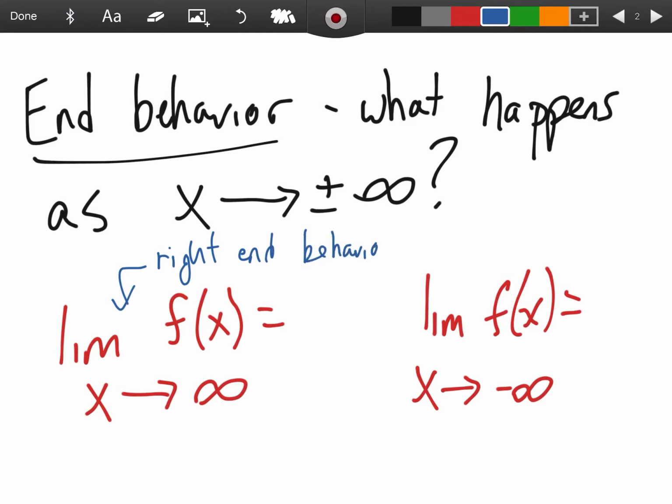On the other hand, my limit of f of x as x goes to negative infinity. So what is my y value approaching as I go all the way to the left? This here is my left end behavior. And again, you guys will never have to write the limits out, but you will have to be able to recognize them and understand what they mean. For the left end behavior, it's saying as x goes to negative infinity, as I go all the way to the left on the graph, what is my y value approaching?